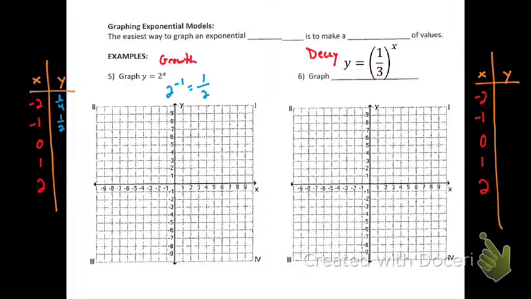You have 2 to the 0 power. That's going to be 1 always. And then you have 1 when you plug it in. 2 to the first power is just 2. 2 to the second power is going to be 4. So then we're graphing these.